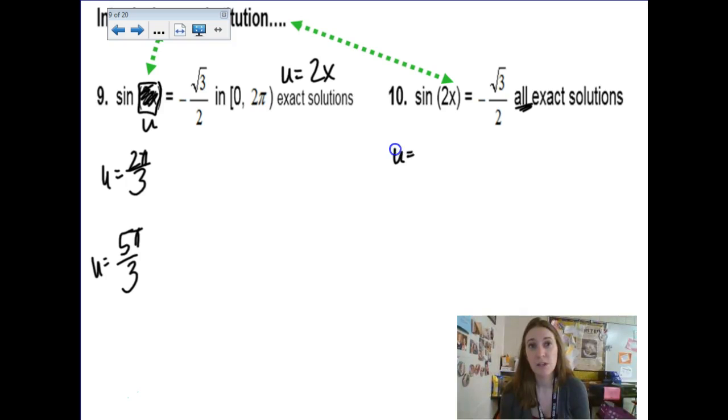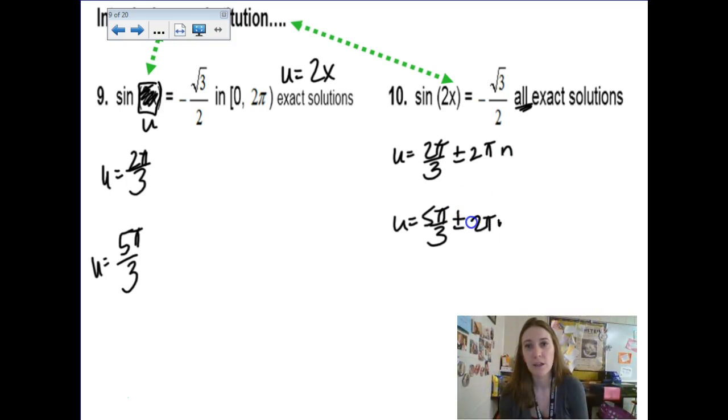Set up u equals 2 pi over 3 and u equals 5 pi over 3. But all solutions means that you would add this 2 pi n, or 2 pi k. I think my notes say 2 pi k, so don't panic. But remember, u is not what we're actually solving for. What we're really solving for is x.